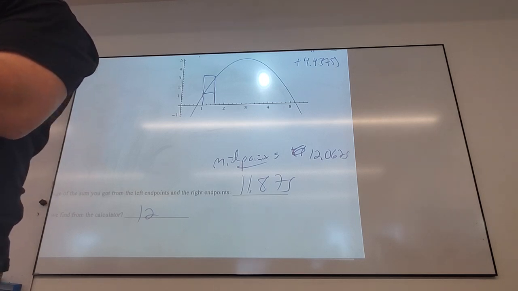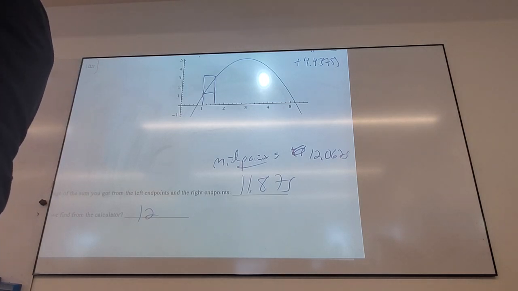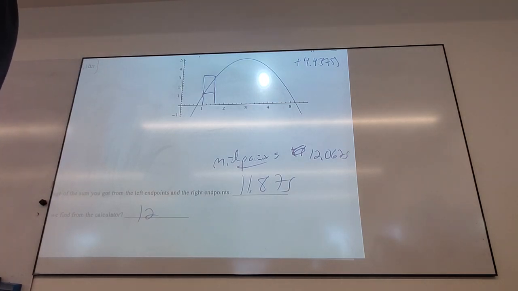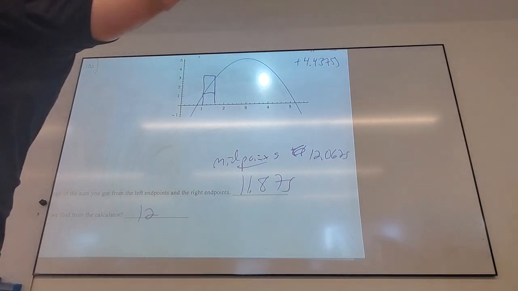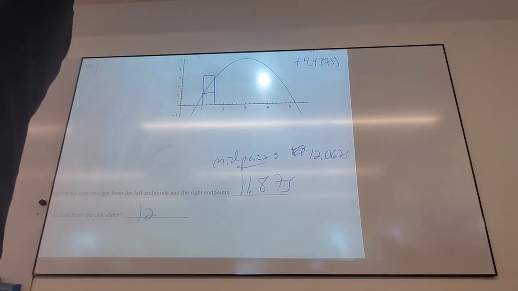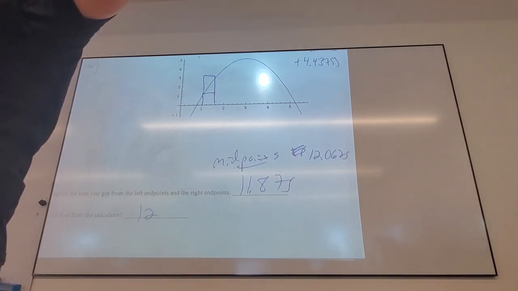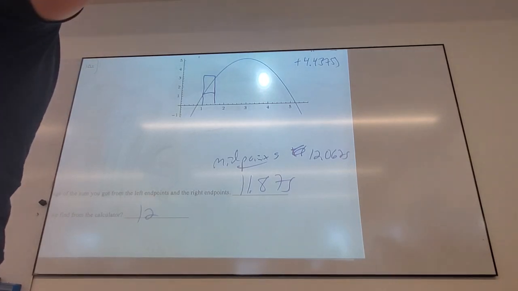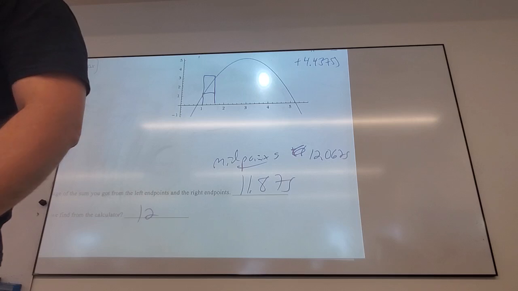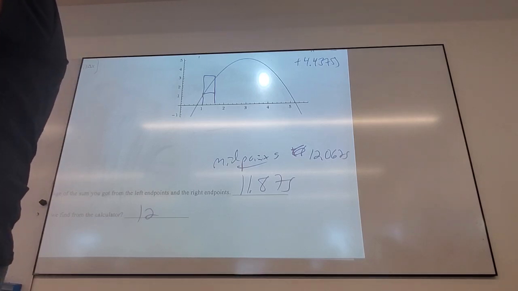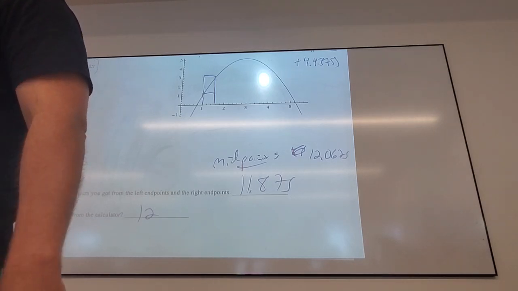What's the immediate thing we can do to make our approximation better? More rectangles. And so what's the ultimate way to make it the absolute best? Use how many rectangles? Infinite. Use an infinite number of rectangles, of course, because we know limits.